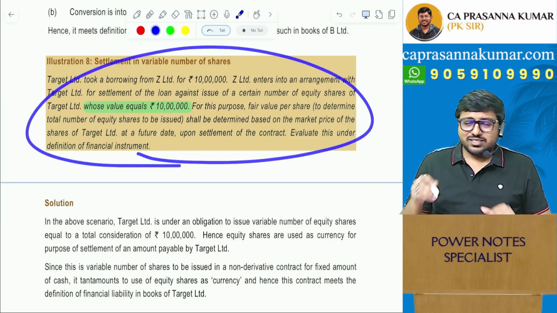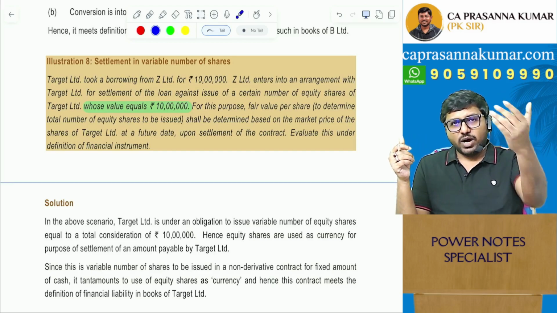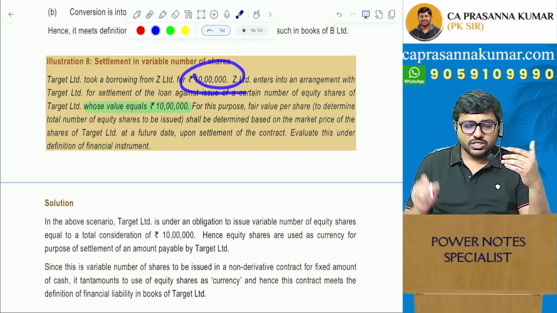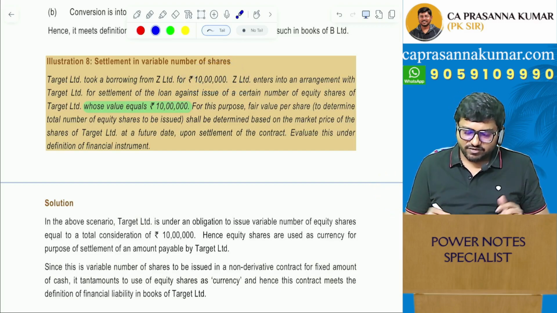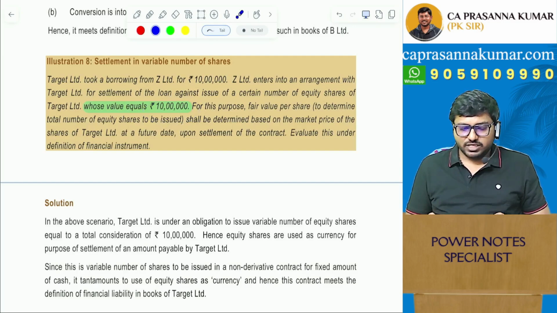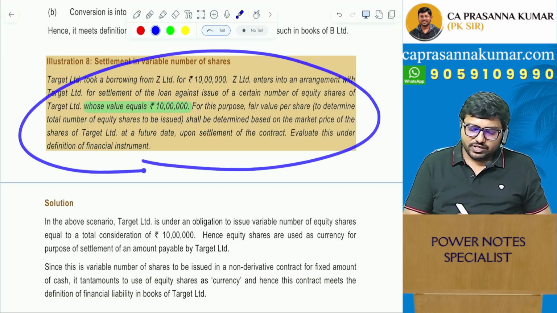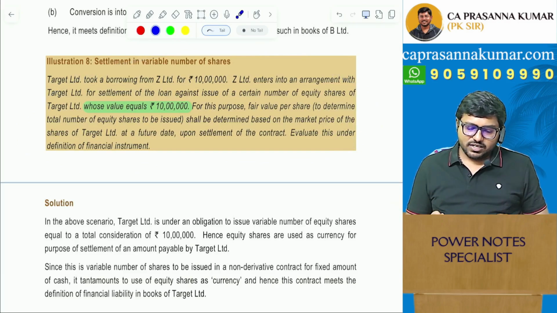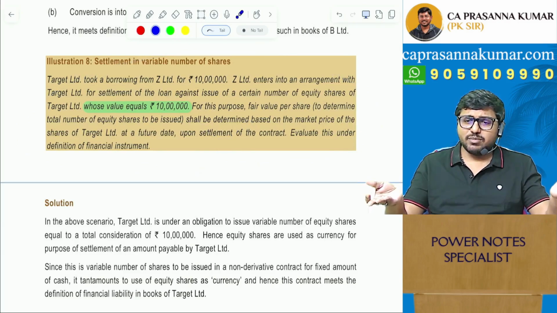Therefore, did it satisfy the fixed to fixed test? Yes, one half is satisfied, where from the other part, Y amount of rupees is given, where the amount is fixed. But from my part, X number of shares are not given, because the shares are not fixed. It can be variable, obviously, depending upon the market price on the future date. Therefore, the fixed to fixed test is not satisfied. You cannot classify this as an equity instrument. Obviously, it will become a financial liability in that case.